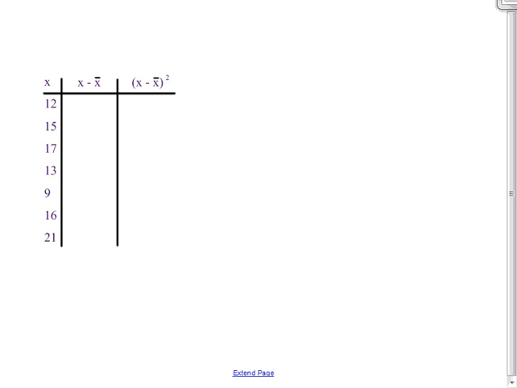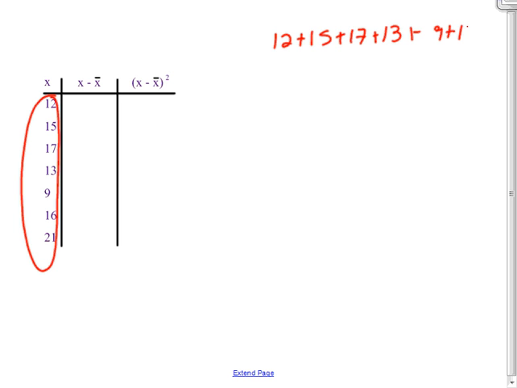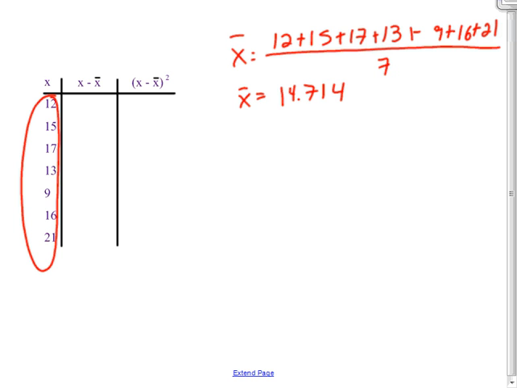So I guess you'll have a little bit of practice with calculating the mean. To calculate the mean, I'm going to add up all my x values and divide by 7. So 12 plus 15 plus 17 plus 13 plus 9 plus 16 plus 21, and divide that by 7, and this gives me my mean. Now, keep these values stored in your calculator so you can get this as exact as possible. So x bar, I'm approximating this right now, is 14.714. That number needs to be stored in your calculator, so it's exact.